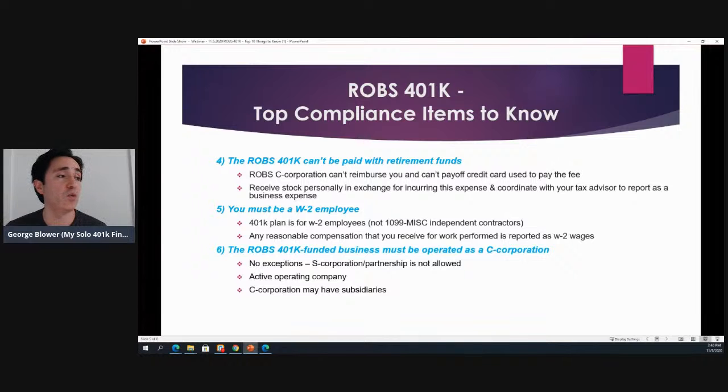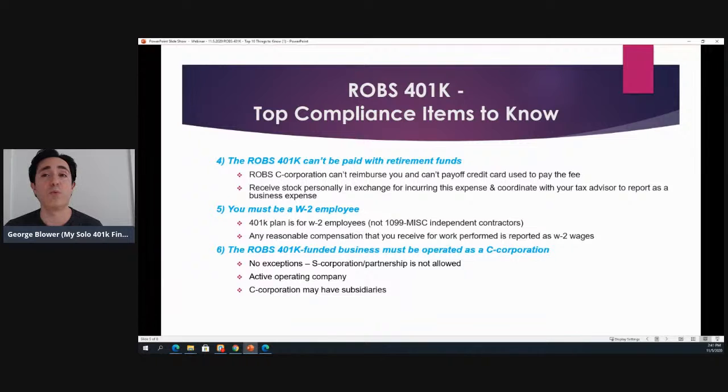So that's a foundational requirement here, like we talked about in the first slide. And that comes back to the fact that the way that you're able to fund your business with your retirement money is you have to follow specific steps and structure. One of those requirements is that you are funding your business through a 401k. A 401k plan is for W-2 employees. It's not for miscellaneous contractors, independent contractors. So you need to be a W-2 employee of the company that's sponsoring the plan, that C corporation.